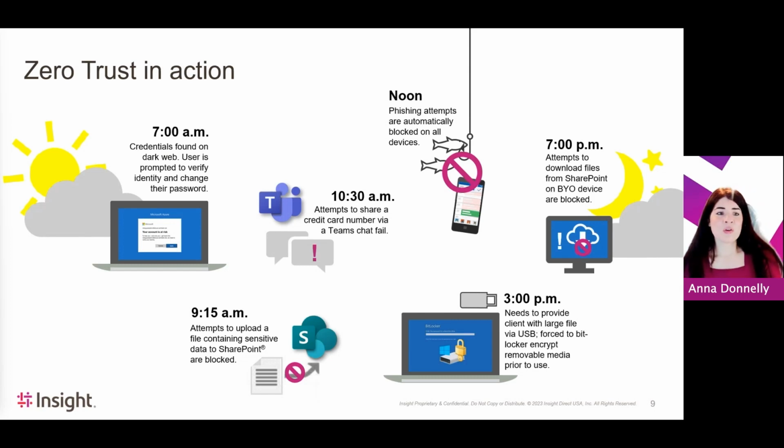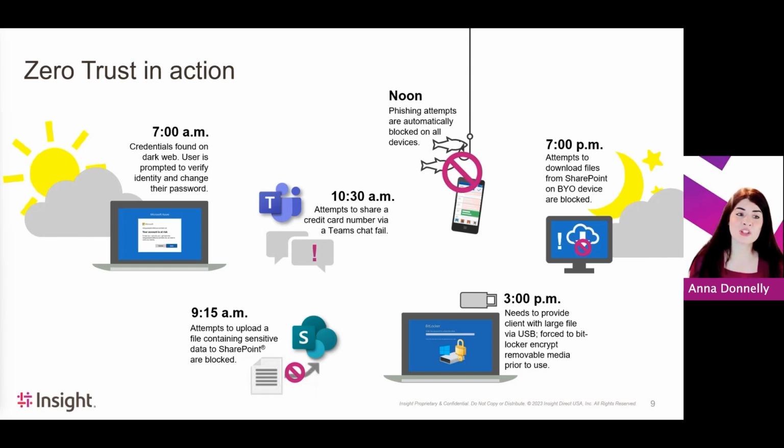So then at 10:30, he's trying to upload a credit card number. Maybe he is buying flowers for someone, or his assistant is buying flowers, and he puts that credit card information. Or maybe he's just sharing it on behalf of a client. He's not going to be able to do that through data loss prevention policies that block sensitive data being shared within Teams.